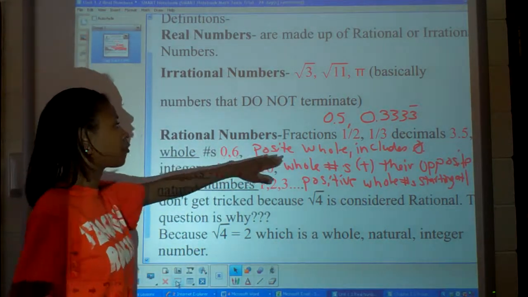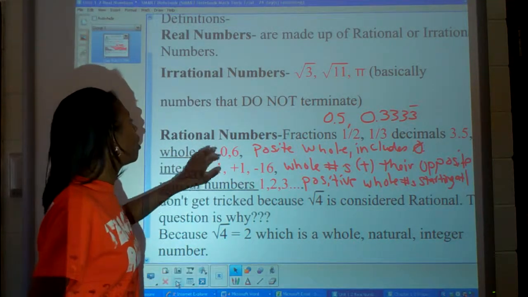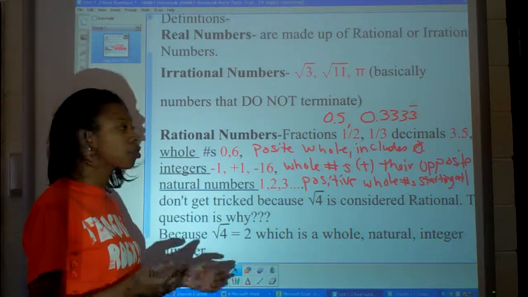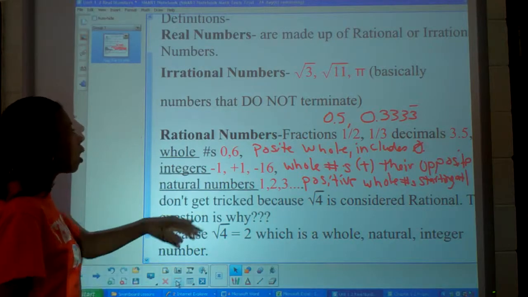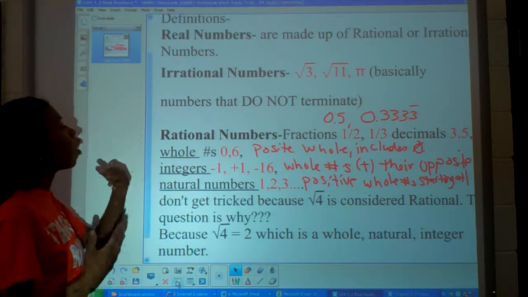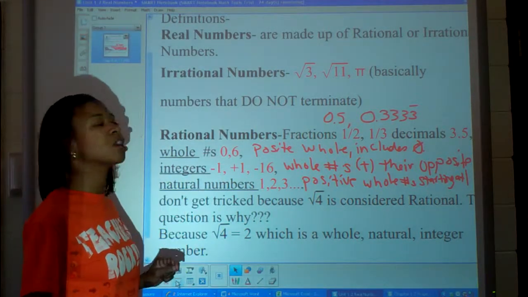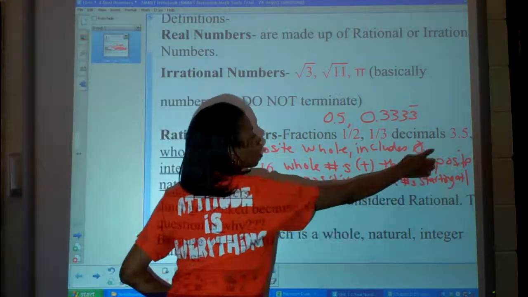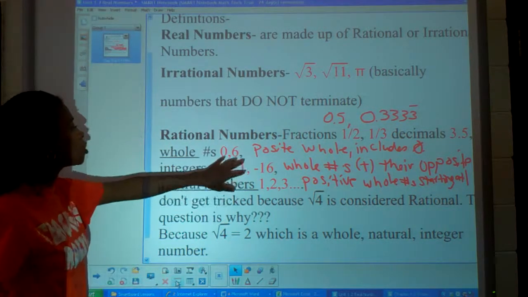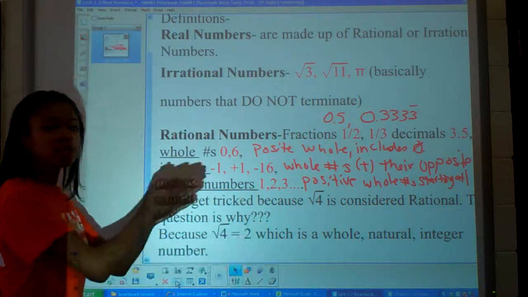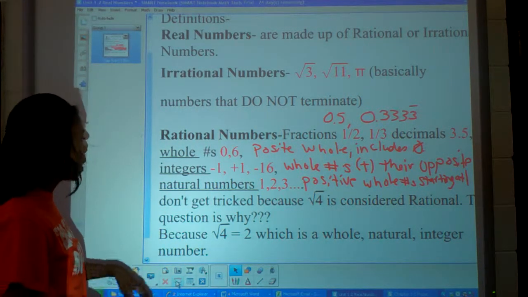Again, rational numbers can be a fraction: 1/2, 1/3, 1/4, 1/8. A rational number can be a decimal, 3.5, 0.8, and so on. A rational number can be a whole number. Remember, whole numbers start at 0. A rational number can also be an integer. It's all whole numbers plus their opposites, so it can be the positive and the negative whole number.